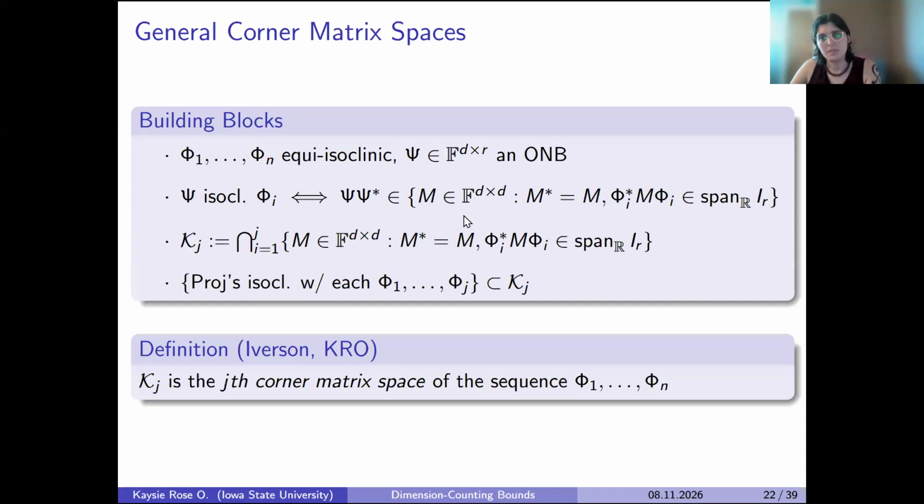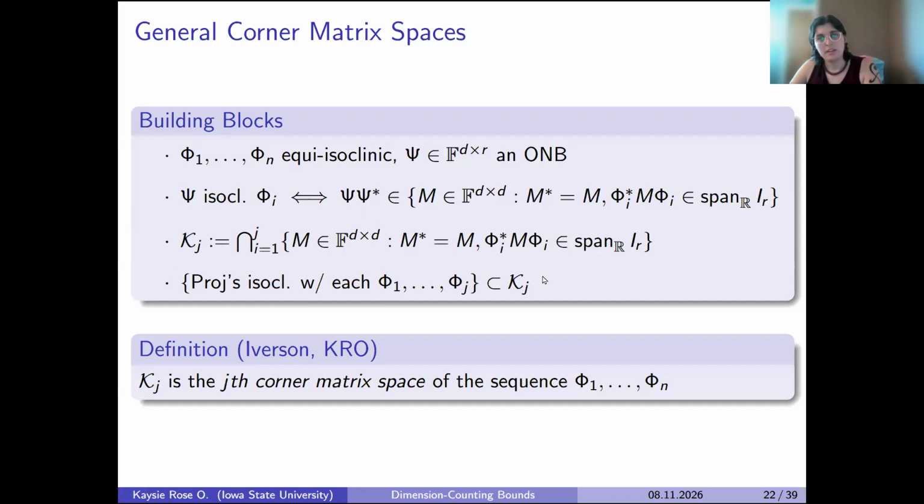So we're going to take advantage of these two things and of the fact that we have more than one subspace, and we're going to define this Kj to just be, take those things and intersect the first j of them. And what's going to happen when we do that, this was a condition for being isoclinic to phi I. The projections that are isoclinic with phi 1 and phi 2 and phi 3 up to phi j are all going to be in Kj.